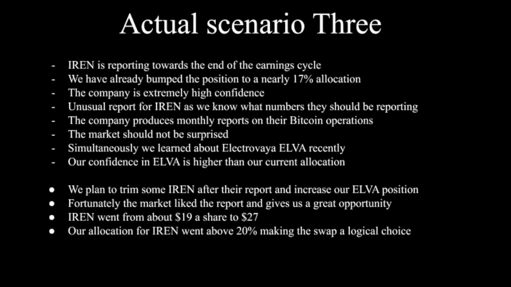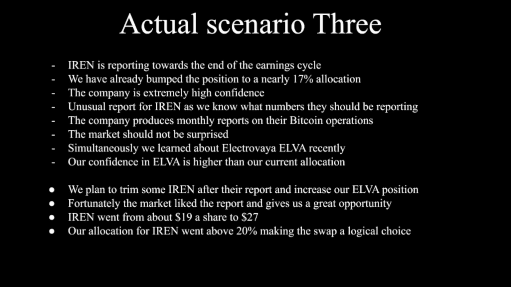Simultaneously, we learned about a new company called Electrovaya. And again, our confidence in Electrovaya was higher than our actual allocation towards the company. Our plan heading into the Iron report was to trim some of our shares of Iron and increase our ELVA position after. Fortunately for us, the market really liked Iron's report, and it gave us a great opportunity here. Iron went from about $19 a share to around $27 a share after their report.